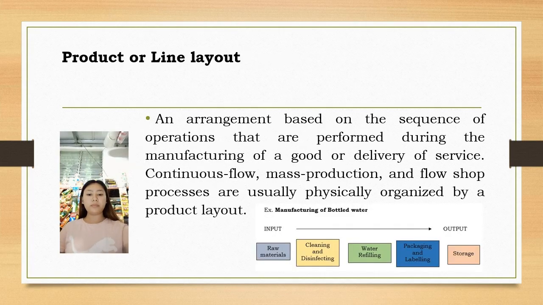Product or line layout. An arrangement depending on the order of operations carried out throughout either the production of a good or the provision of services, with huge manufacturing and constant flow. A product layout is typically a physically organized shop premises.